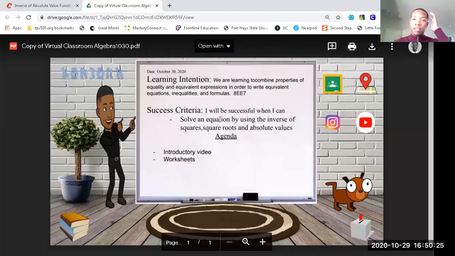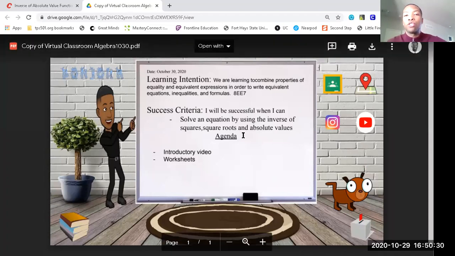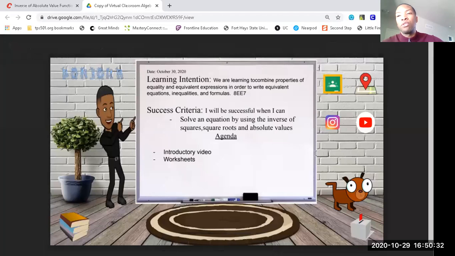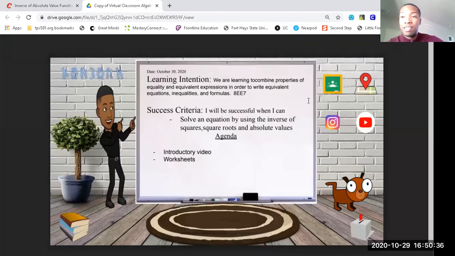All right, so that's kind of just a brief introduction to solving equations with squares, square roots, and absolute value. Just always remember, we're trying to get x by itself. So if there's a square root there, we need to get rid of it. If there's a square there, we need to get rid of it. If there's an absolute value sign, we need to get rid of it. Similarly to how if there's a number blocking the variable, we need to get rid of it.